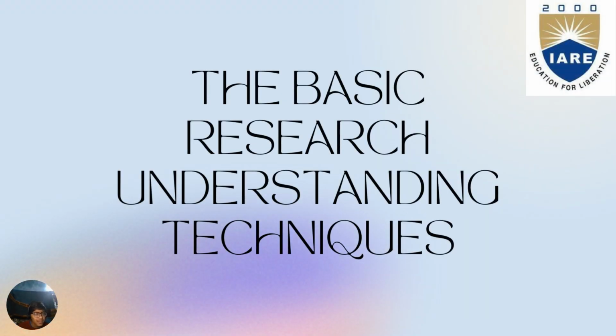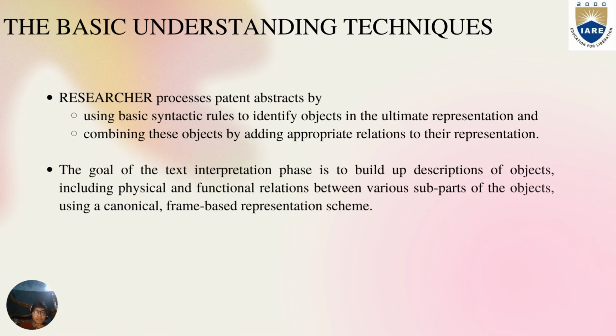So what are the basic text understanding techniques that the researcher program implements in order to learn from these texts? Researcher processes patent abstracts by using basic syntactic tools to identify objects in the ultimate representation and combining these objects by adding appropriate relations to the representation. The goal of the text interpretation phase is to build up descriptions of objects, including physical and functional relations between various parts of the objects, using a canonical frame-based representation scheme.